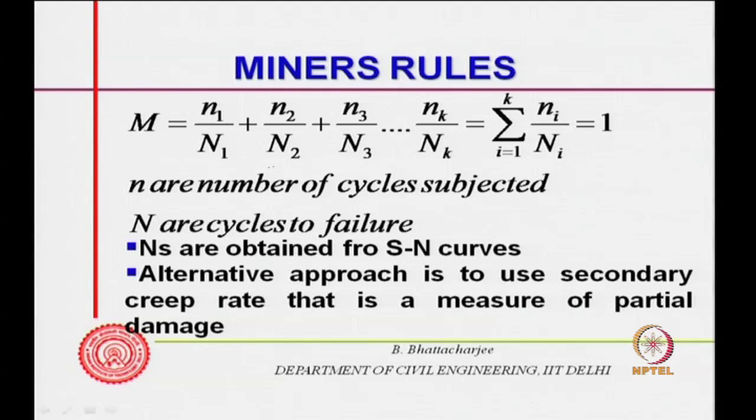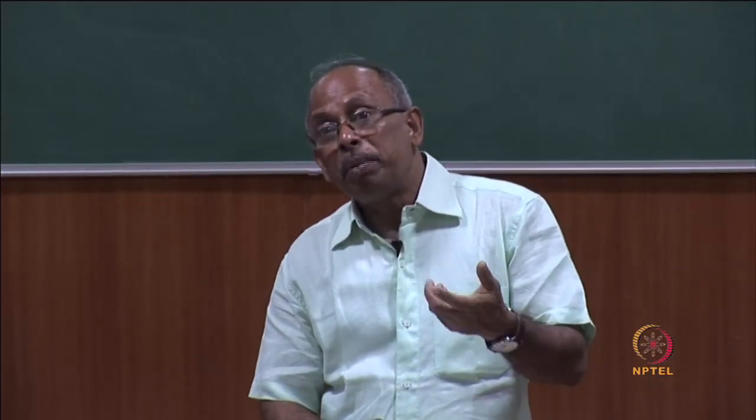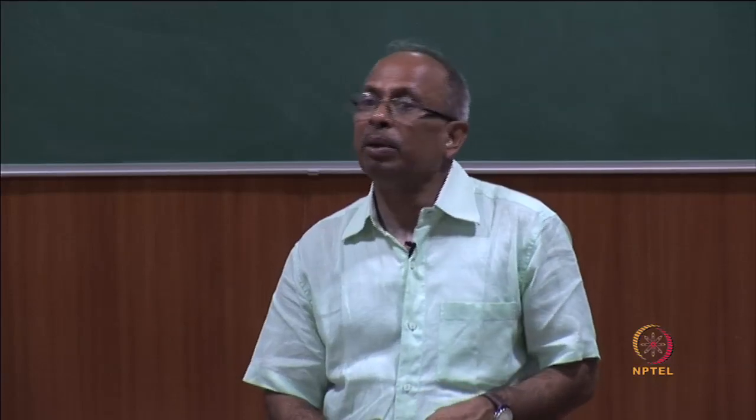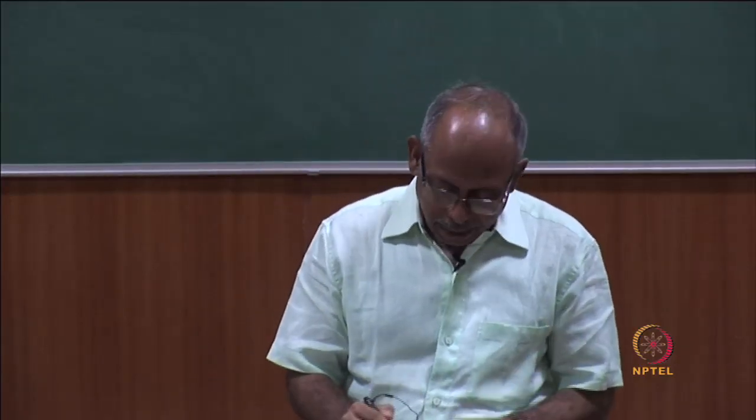These N values can be found out from S-N curves, the strength versus number of cycles curves, which we have talked about. An alternative approach is to use secondary creep rate, which is a measure of partial damage. If the secondary creep rate under a given static sigma 0 is known for that material, it can be related to the number of cycles, capital N, and then one can find out. So this is related to creep and some related aspects we discussed. So this is all about creep.